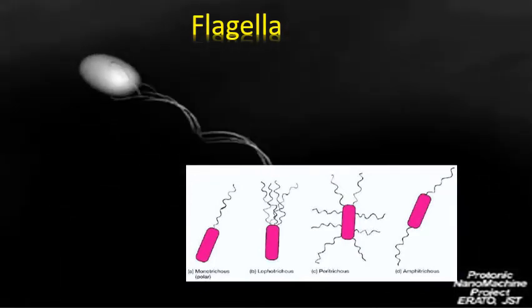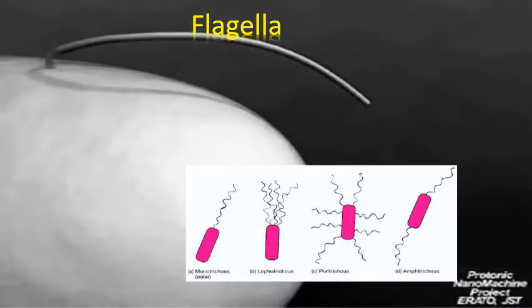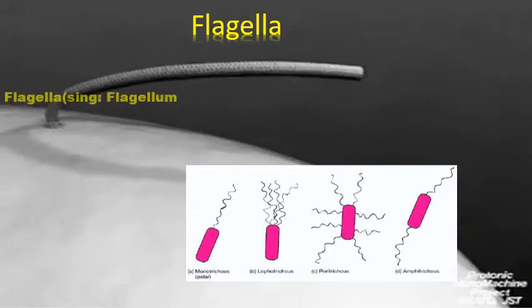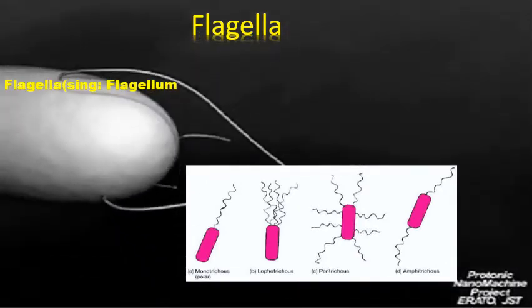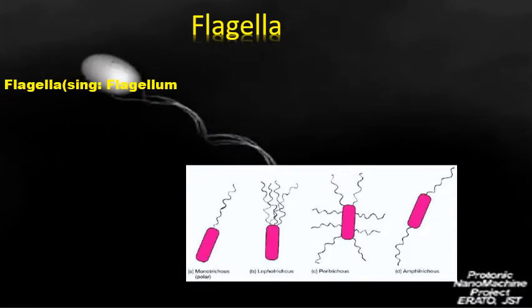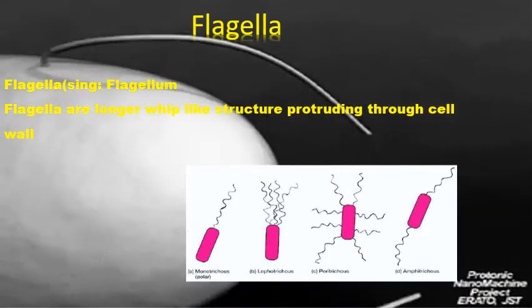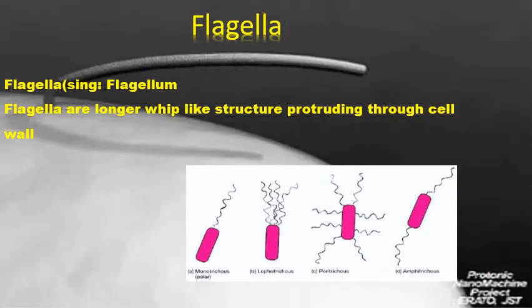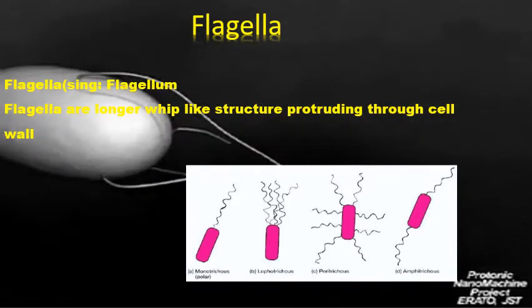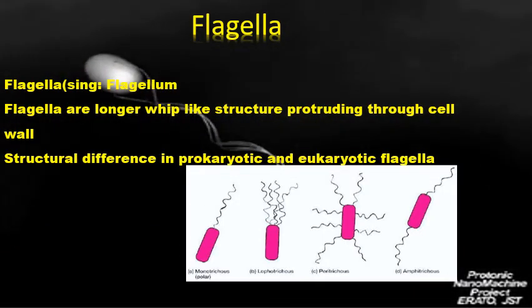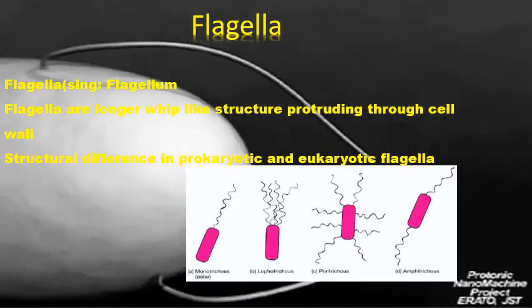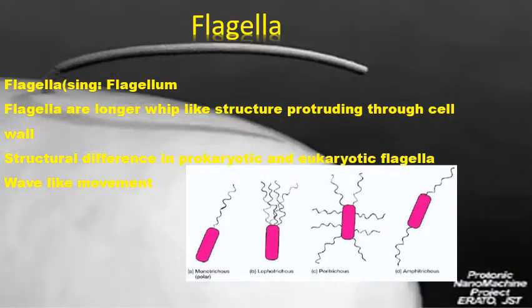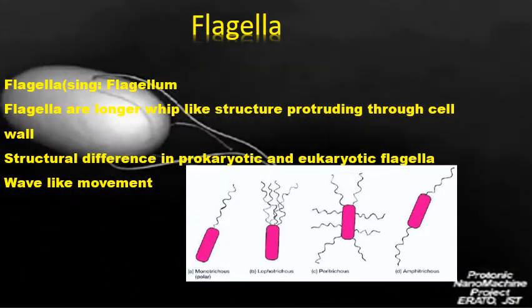Here you can see that in the background image, the protruding end, which is called a flagella, is protruding from the cell wall of the bacteria. The single form of flagella is called a flagellum, and it has a long, thin, slender whip-like structure that is protruding from the cell wall of the bacterial cell. There is a structural difference between the flagella present in prokaryotic and eukaryotic cells. Because of this type of structure, it does a wave-like movement.